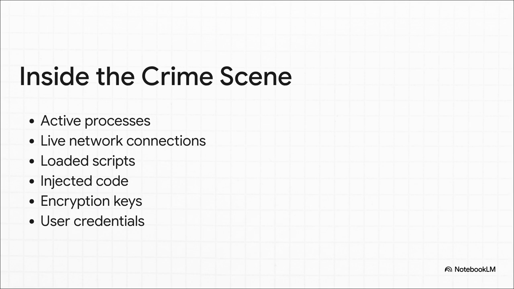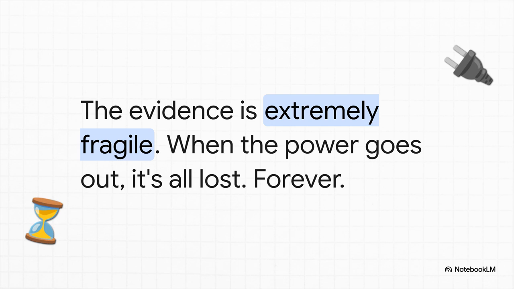We're talking about everything that's happening live, not just running programs and network connections, but the real juicy stuff for our investigation, like the actual malicious code that's been injected, hidden scripts, and even super sensitive data like encryption keys or passwords an attacker is trying to steal. It's all right there. But, and this is a huge but, all of this evidence is incredibly fragile. The second that computer loses power, poof, the RAM gets wiped clean. It's all gone, forever. So the absolute number one priority for an investigator is to get a memory snapshot from that live system before it's too late.